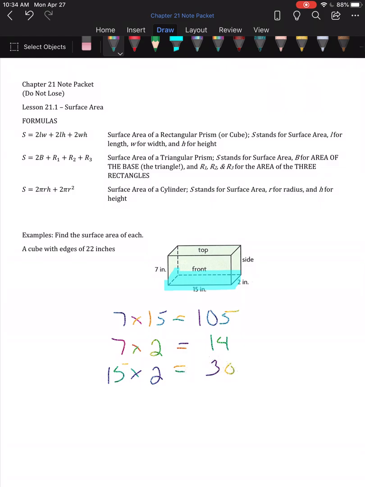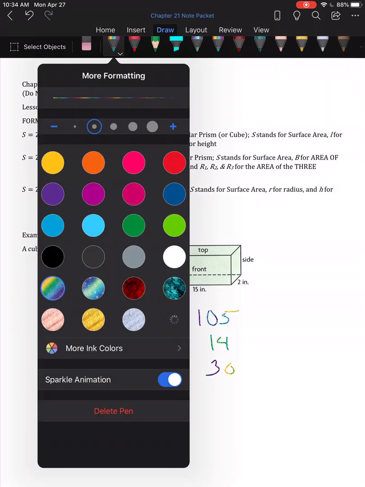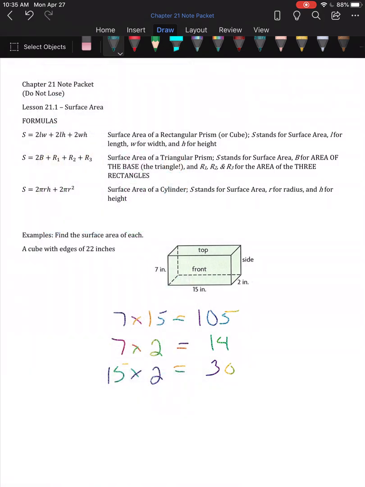So step 1, 2, and 3 are to find the individual rectangles. We did that. Step 4, double all of them. So here's me doing step 4. I am literally going to be doubling everything. 105, let me actually write that so it's a little easier to see, times 2. 105 doubled is 210. 14 doubled is 28. 30 doubled is 60. Step 5 on the cheat sheet says add.